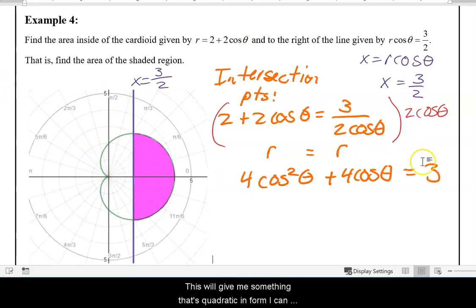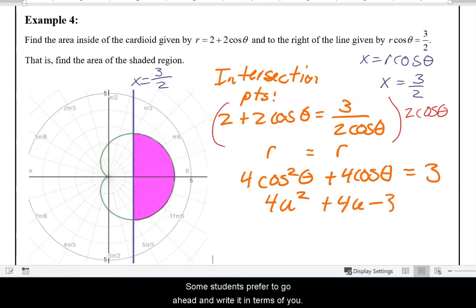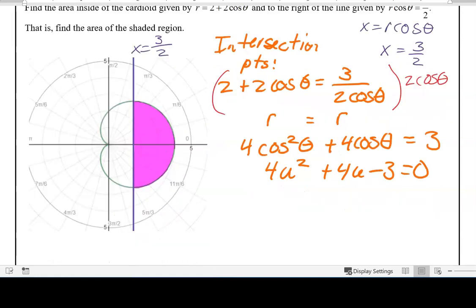This will give me something that's quadratic in form. I can move the 3 to the left by subtracting it from both sides. I could then think of cosine of theta as a u and think of this as 4u squared plus 4u minus 3. Some students prefer to go ahead and write it in terms of u. I find it easy enough to simply leave cosine in there and factor it.